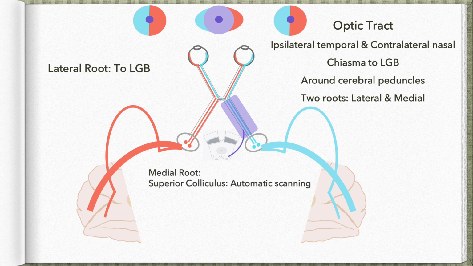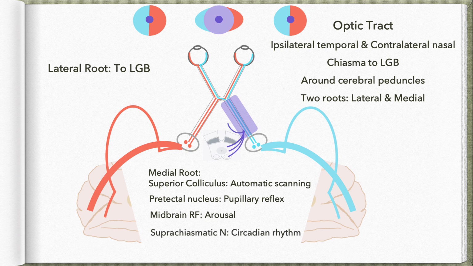Now this medial root will project to various structures within the midbrain as well as in the diencephalon. Some of these fibers will project to the superior colliculus. Now these fibers are involved in automatic scanning movement of the eyes. Some of the fibers will project to pretectal nuclei. They will be involved in the pupillary light reflex. Some of the fibers will project to the reticular formation in the midbrain. Now they are involved in arousal response. Some of the fibers will project to the suprachiasmatic nucleus of the hypothalamus. They are involved in circadian rhythm.